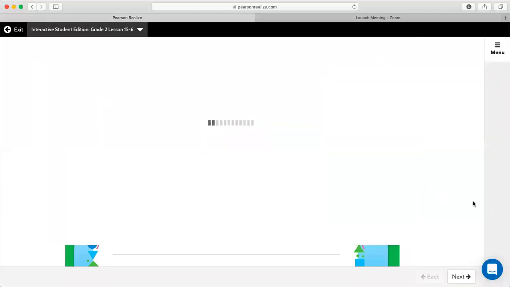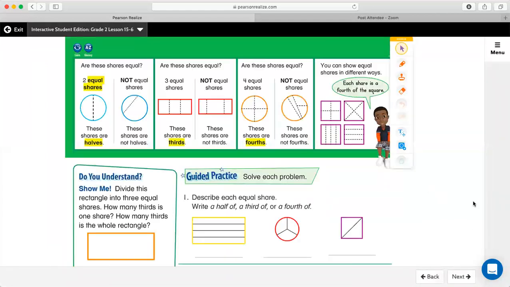Okay. So if we look here at the top, I know mine is green and yours is yellow, but it's the same thing here. So it says, are these shares equal? So we have a circle here and we want 2 equal shares. We draw a line right down the middle of our circle. This half of this circle is the same amount as this half of the circle.